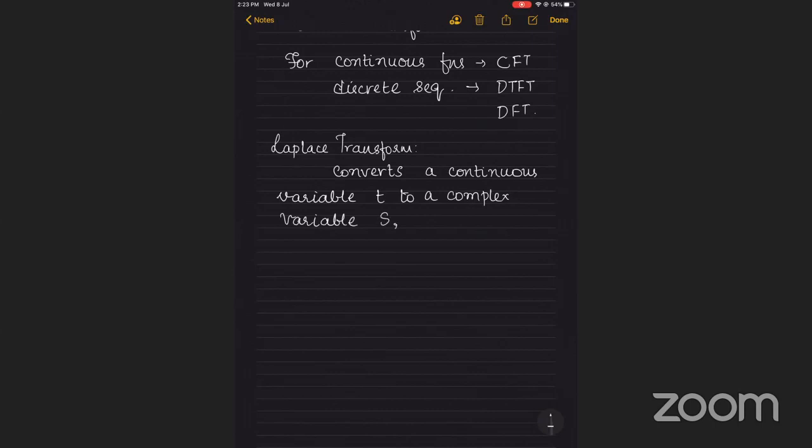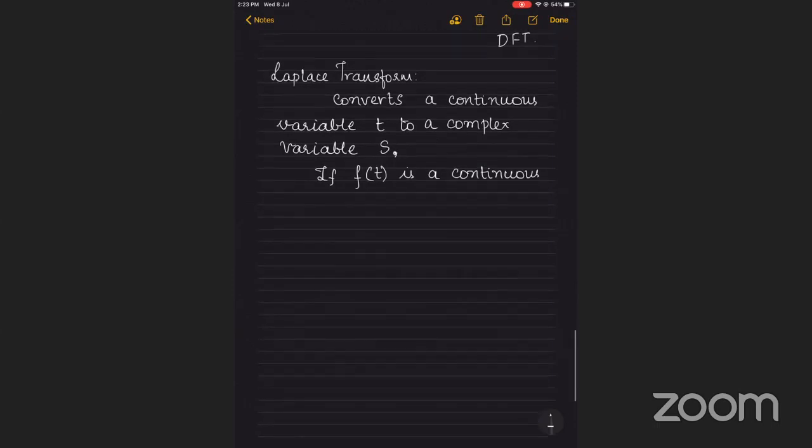Of course, as I said, you have requirements for the Laplace transform and all. So we'll say if f of t is a continuous function, then F of s is given by the integral from minus infinity to infinity of e power minus st f of t dt. So this basically converts a function from t to s.